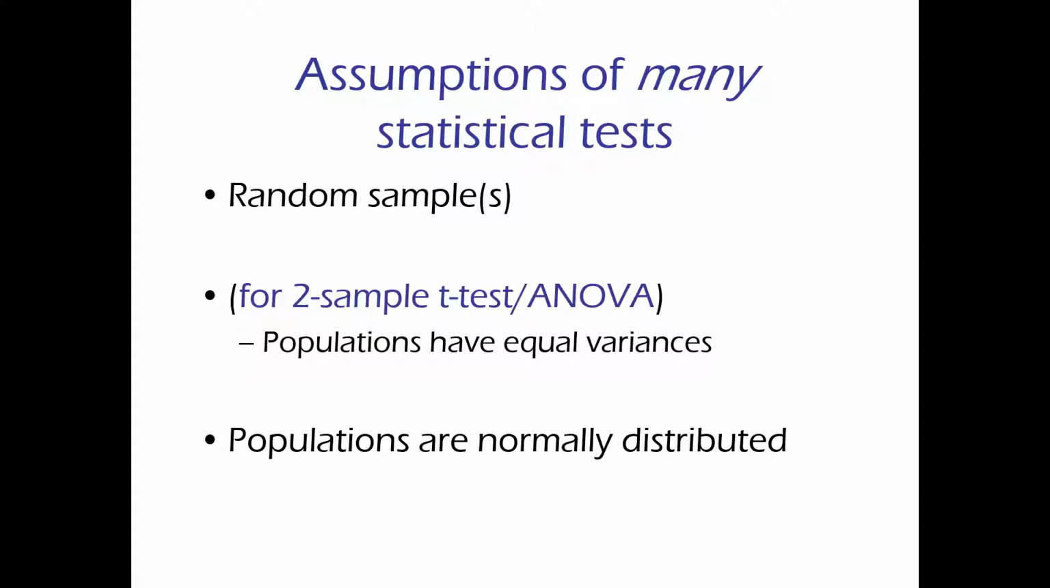The second assumption is equal variances. This assumption applies to t-test and ANOVA. In t-test, it means the two groups should have equal variances, while in ANOVA, all groups must have equal variances. The third common assumption is about normal distribution. This one applies to tests where at least one numerical variable is involved, such as t-test, ANOVA, correlation, and regression. It means the measured value of a numerical variable should follow a normal distribution.